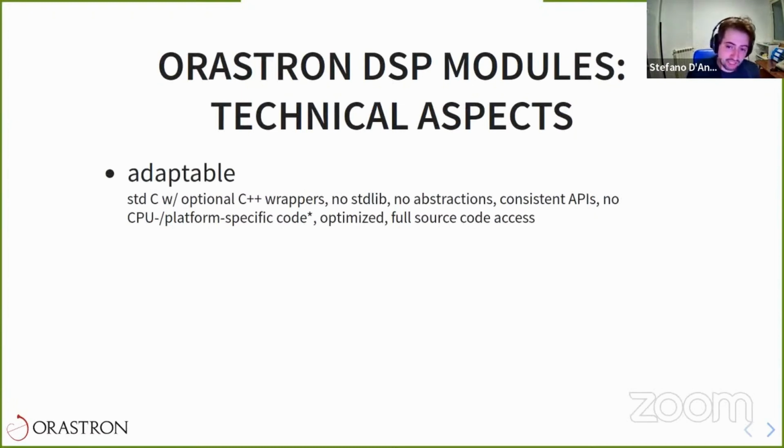Technically, we have developed something that we believe is very adaptable because it's developed in standard C. We also have some optional C++ wrappers, but they are, as said, optional. We are not using even the C standard library. There are no abstractions. We try to keep APIs as consistent as possible, but without any common abstraction, there is not even a notion of module inside the library. We do not use at the moment any CPU or platform specific code. If we use it at some point, it will be optional as well.